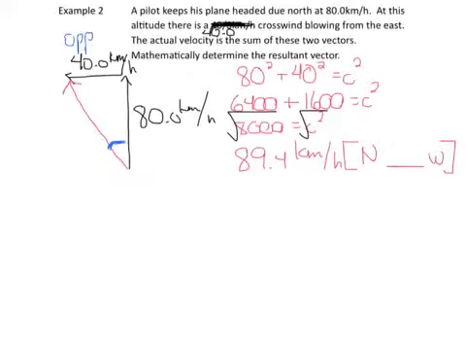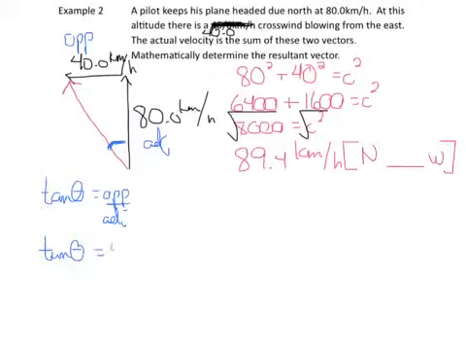40 kilometers an hour is the opposite side, 80 is the adjacent. Opposite and adjacent is tangent, so tangent theta is opposite over adjacent. Fill in what we know. Opposite's 40, adjacent's 80. We want theta, so take tangent to the other side.